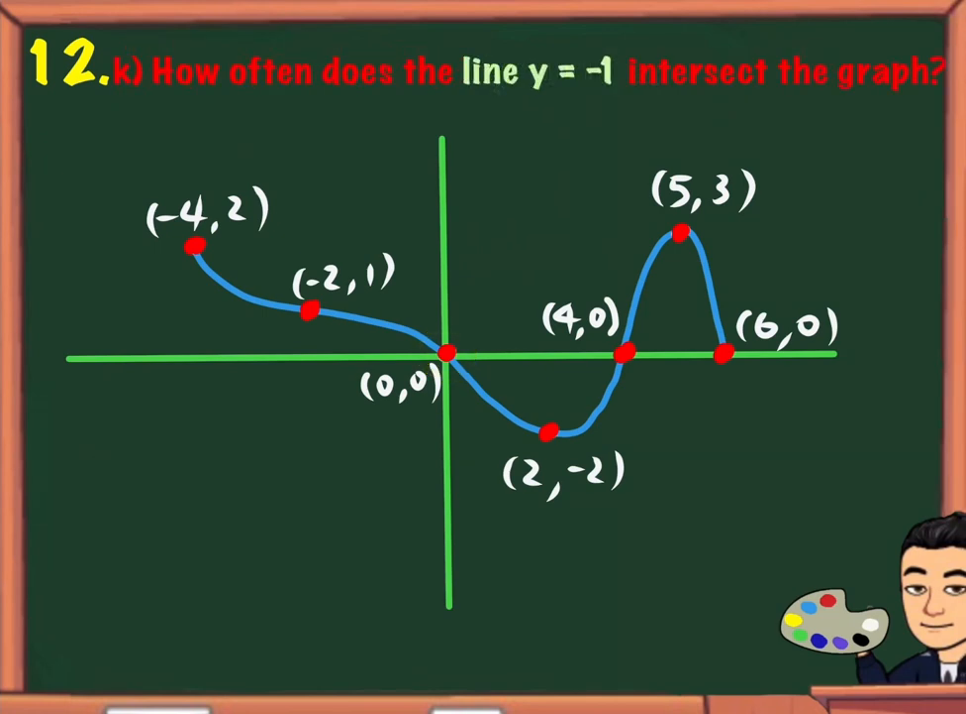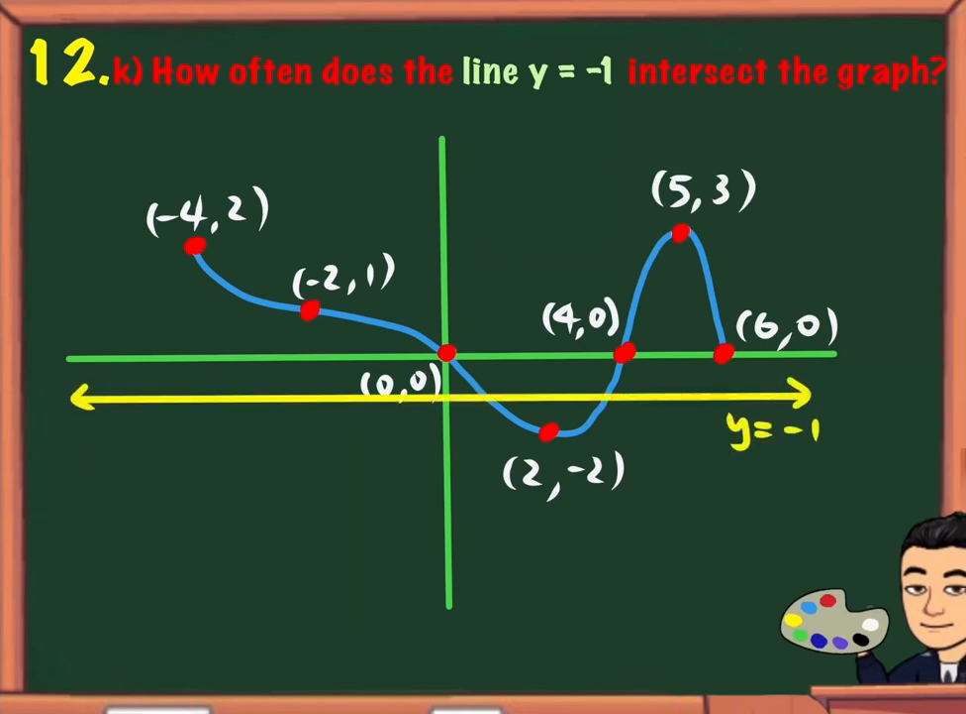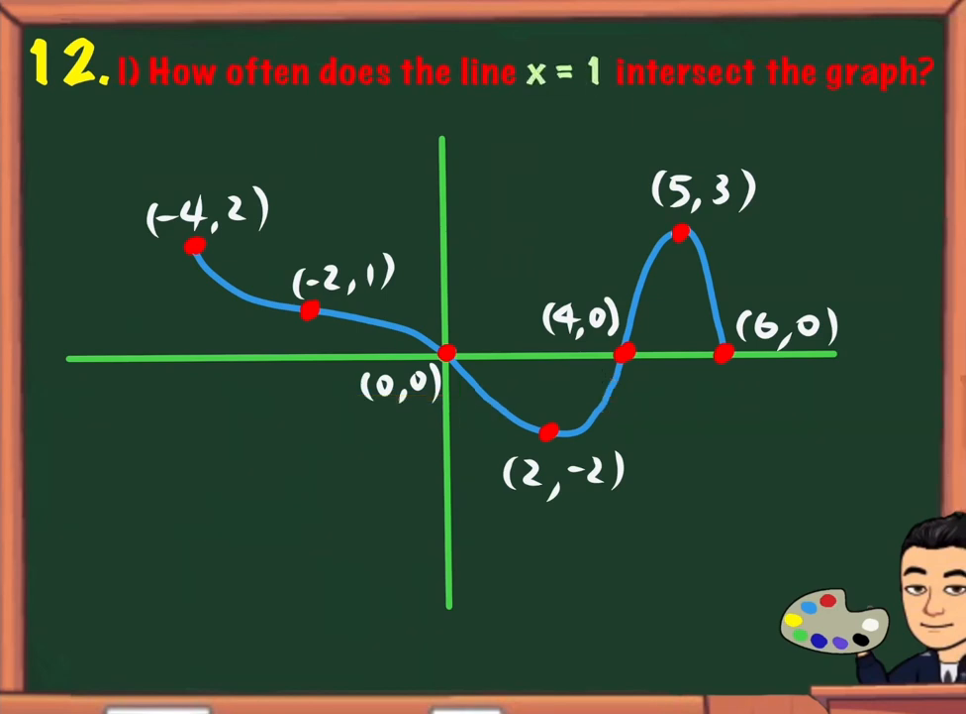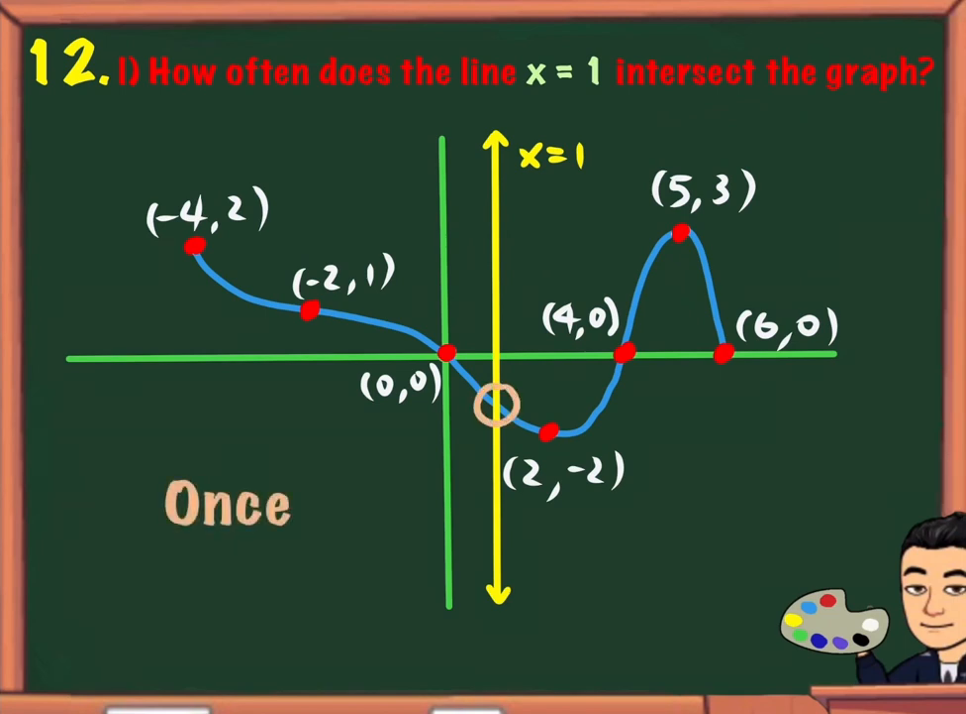Letter K, we're going to draw a line where y equals negative 1. And this is it, a horizontal line that intersects the graph 2 times. So we want to say twice. Letter L, we're going to draw a line where x equals 1. This is how it looks, a vertical line that passes through the function, intersecting at one point. We're going to answer it once.